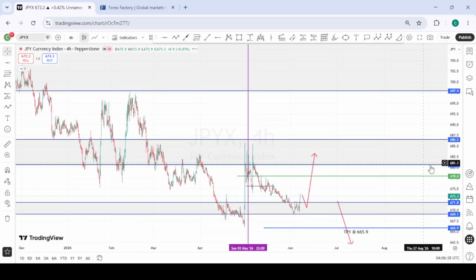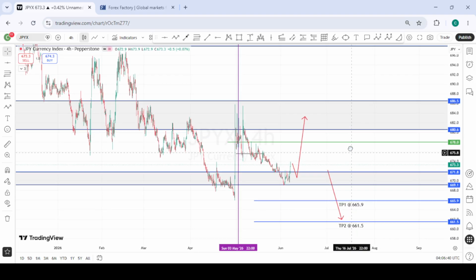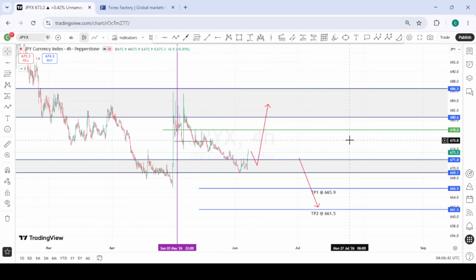Initially, we were on the sell side, and we were looking out to see if price was going to reach any of these TPs, but price has turned around and it didn't make its way to these targets here. So we're going to look for more sells on the XXX JPY pairs for the coming week.